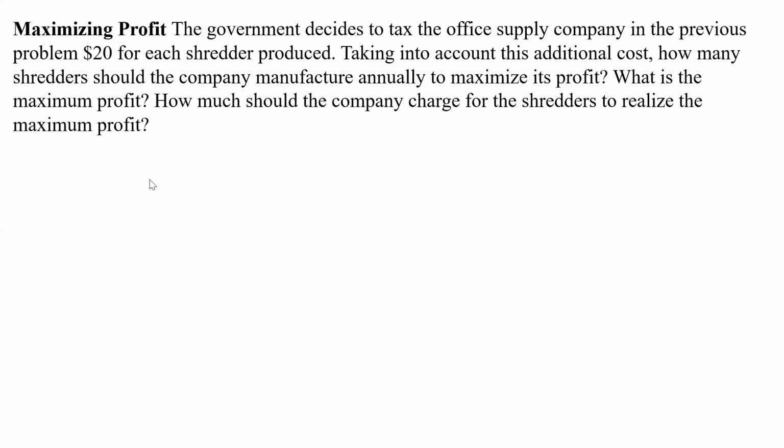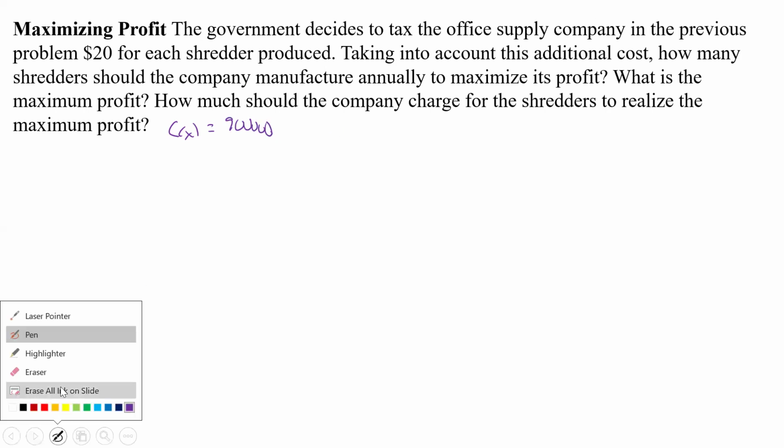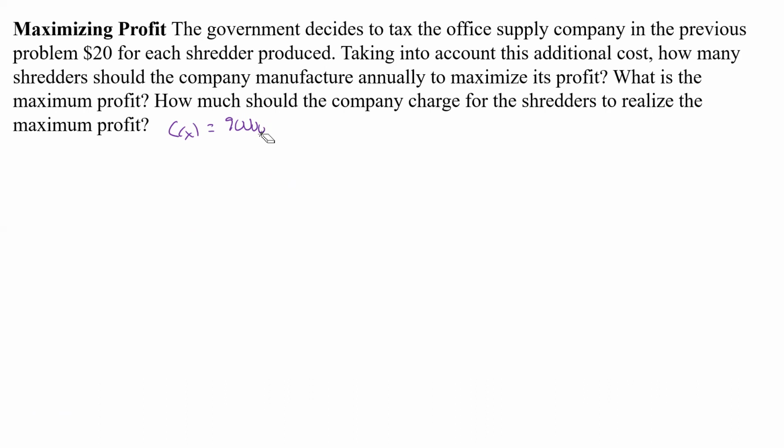So the new cost function is going to be C of X is equal to 90,000, and then we had plus 30x. And now we're going to add in 20x more.